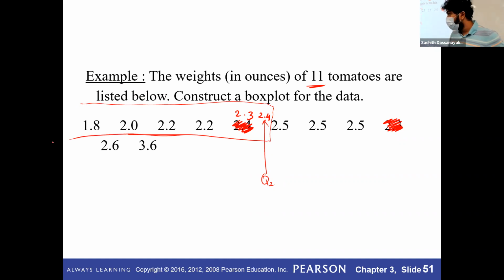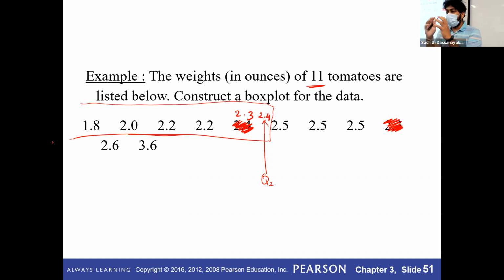This is your lower half. Using this, you can calculate Q1. So what is the Q1? In this case, N1 plus 1 divided by 2. N is 6, so 6 plus 1, 7 divided by 2, 3.5.